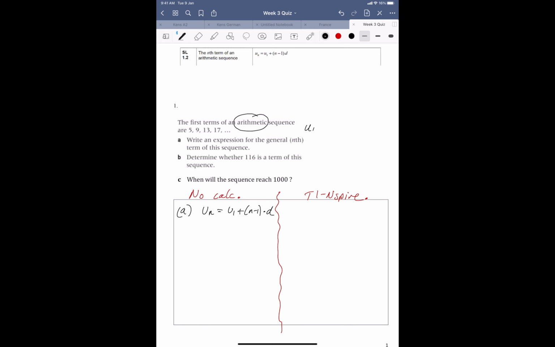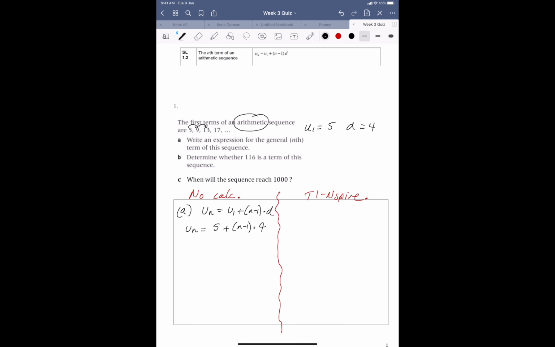So we just identify the first term, which is the 5, right? There's the 5. So this is the first term, u1. And then we just identify the d. Now the d is clearly positive. It's positive 4. So d equals 4. So with that, we just write down u of n equals u1, replace it with a 5, plus n minus 1 times by 4. And that's it.